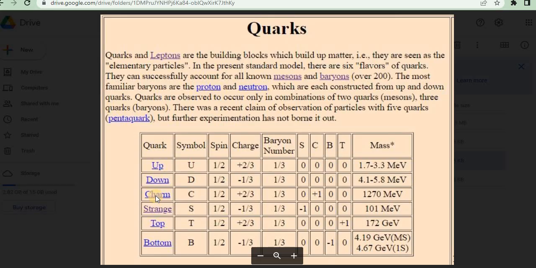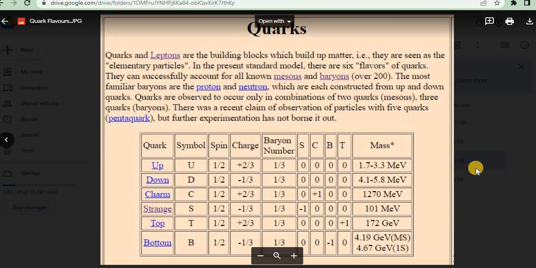Down, strange, bottom all have -1/3. So this is an easy way to remember the charge of the quarks. Now I think you already remember the charges of these quarks and their symbols. So remember the 6: up, down, top, bottom, charm, strange. Those are the 6 quarks you have to know.